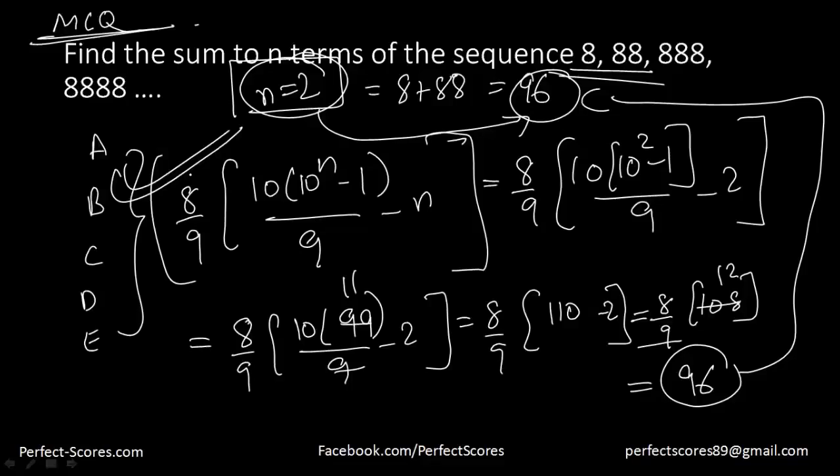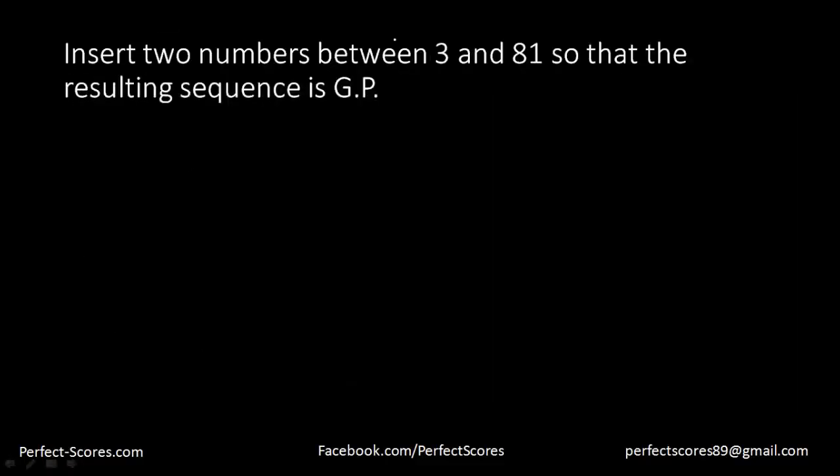So suppose you're understanding this point over here. Moving on to the next question. So let's go ahead and do this question. The question says that I have to insert two numbers between 3 and 81. Let's suppose the numbers are x and y, such that everything is in geometric progression.